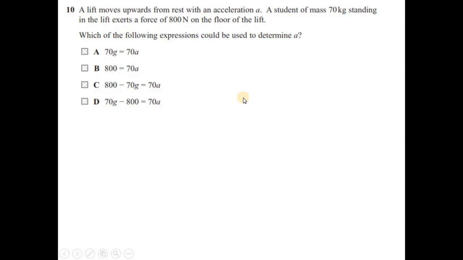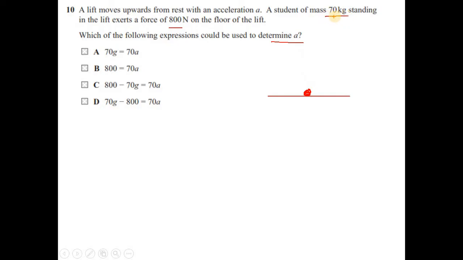Question number 10. A lift moves upward from rest with an acceleration a. A student of mass 70 kg standing in the lift exerts a force of 800 Newton on the floor of the lift. Which of the following expressions could be used to determine the acceleration? So here they are saying this is the floor of the lift and a student or a person is standing here. So you can imagine the boy has a mass of 70 kg.